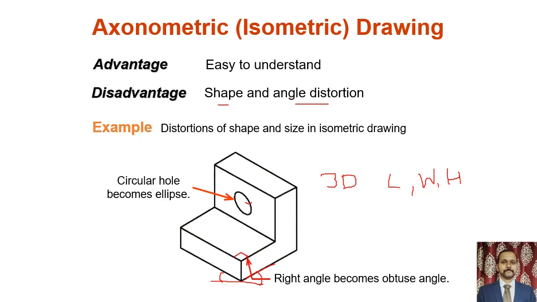So if you see this again, the right angle becomes the obtuse angle. Okay, if you see this, when we are going to draw this isometric drawing, then we need to concentrate on this shape and some angles which should not get distorted. Okay, so this is the basic isometric view, or we can say this is the axonometric kind of drawing.